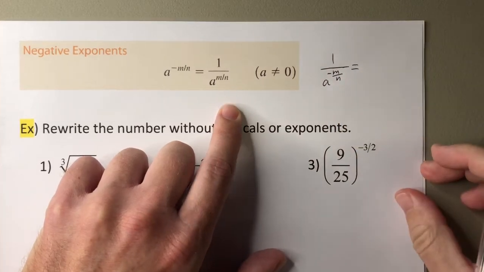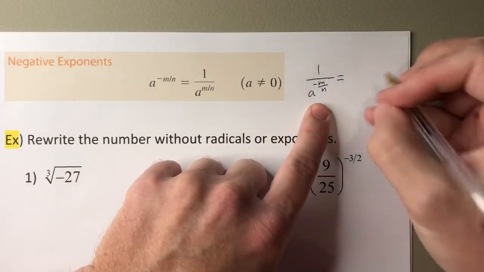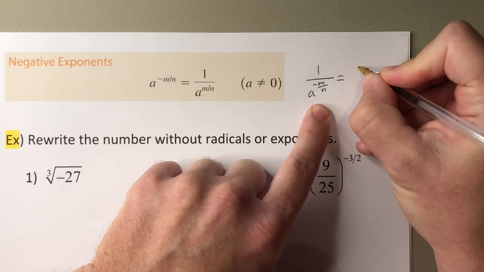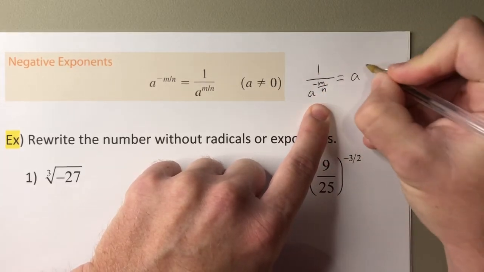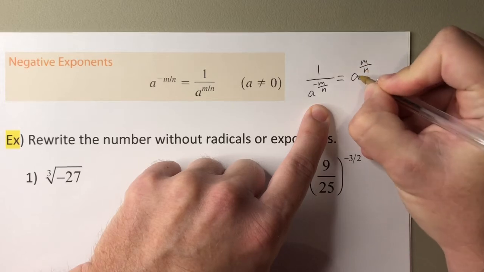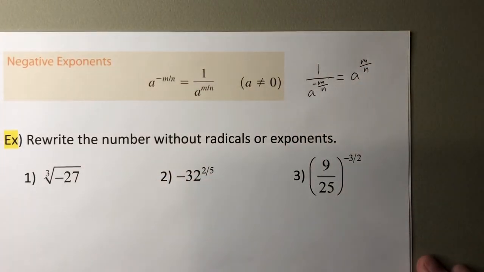Well, what would that be equal to then? That's the same as what? That's the same as, in the numerator position now, moving from denominator to numerator, a to the positive m over n. So it works both ways. It just inverts the base.